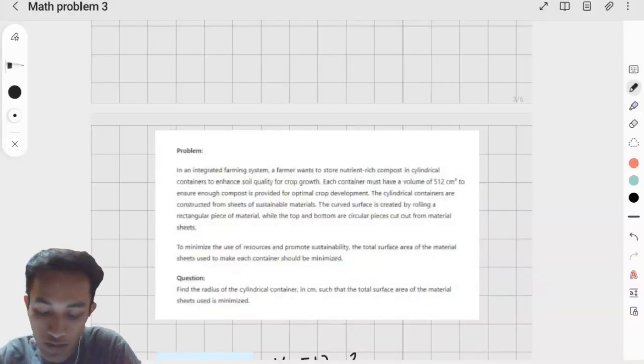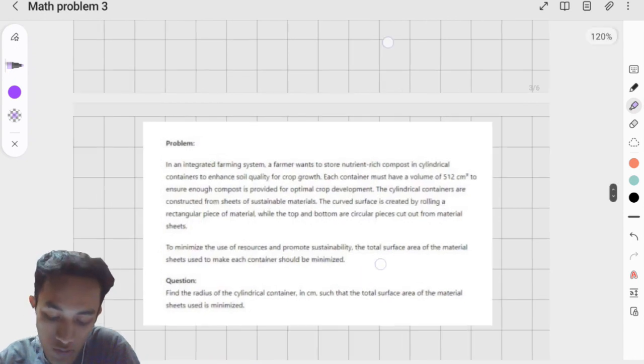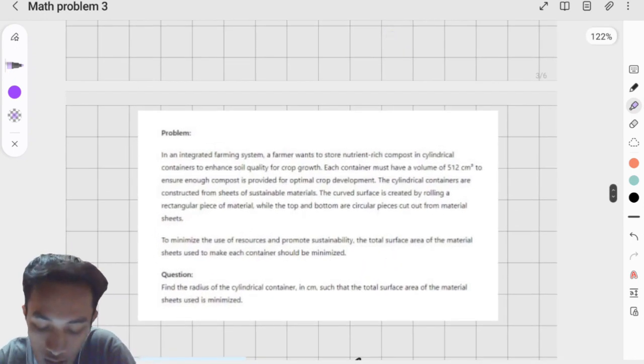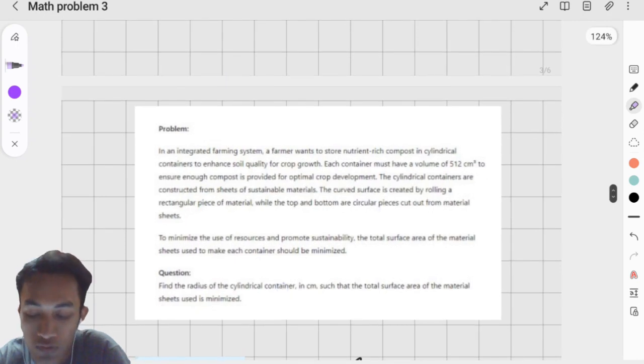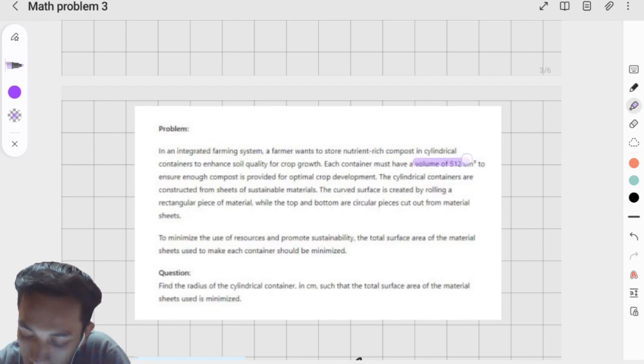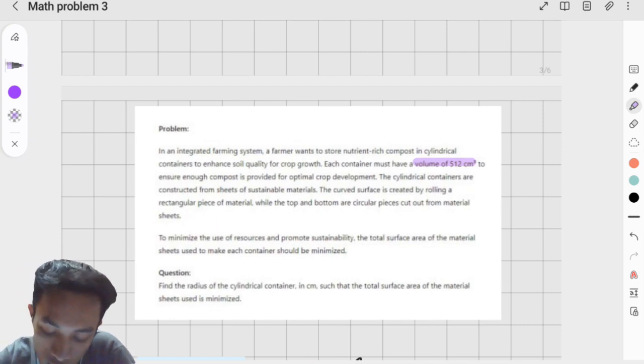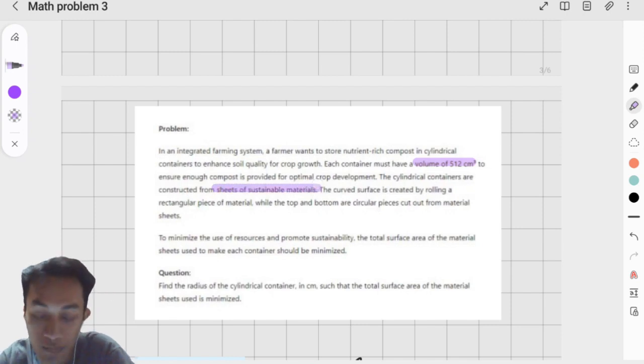Next, let's move to the next question, which is about the nutrient-rich compost. So let's see the problem first. In an integrated farming system, a farmer wants to store nutrient-rich compost in cylindrical containers to enhance soil quality for crop growth. Each container must have a volume of 512 cm³ to ensure enough compost is provided for optimal crop development.